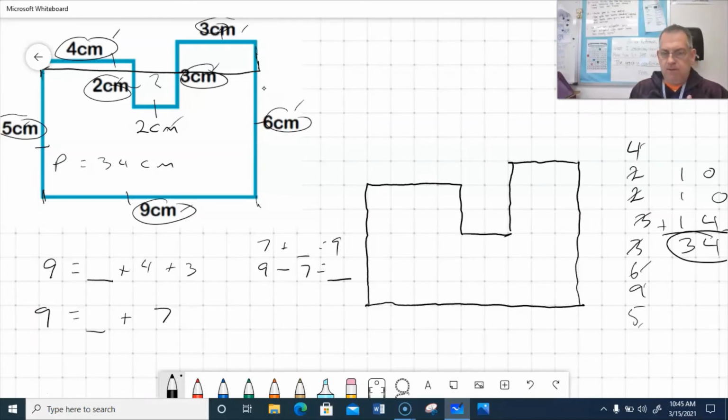And we know 9 minus 7. We can count up from 7, 7, 8, 9. So we know 9 minus 7 is 2. So our missing side is 2 centimeters. That's another way of figuring out what our missing side is. We used addition and subtraction to do that. So we did it 2 different ways: we used grid paper to figure out what our missing side was, and we used addition and subtraction to figure out what our missing side was.